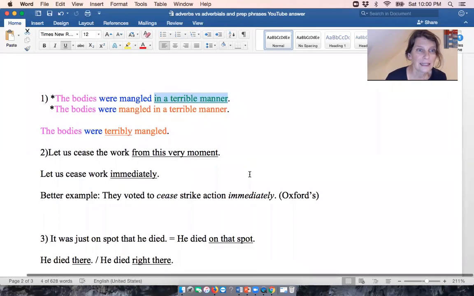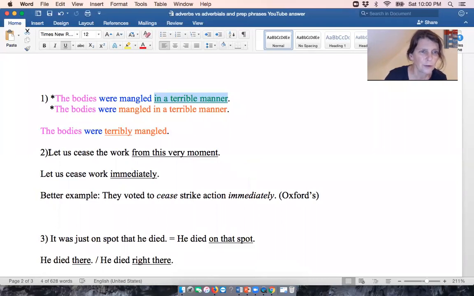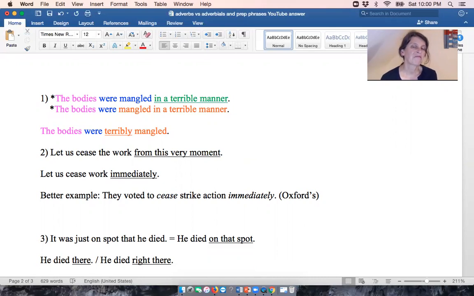Okay, now the next sentence that was given to this poor student was, let us cease the work from this very moment. I think this sounds awful. It doesn't sound like idiomatic English to me. We could say, let us cease work immediately. So from this very moment, I wouldn't say it in this sentence. I must say that again. So from this moment on, anyway, let's forget about this.